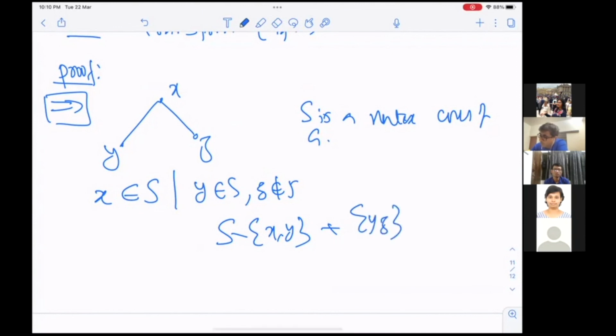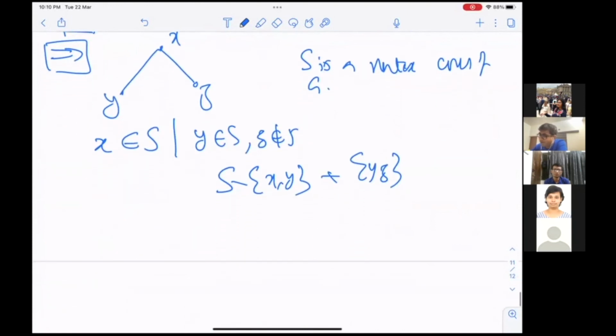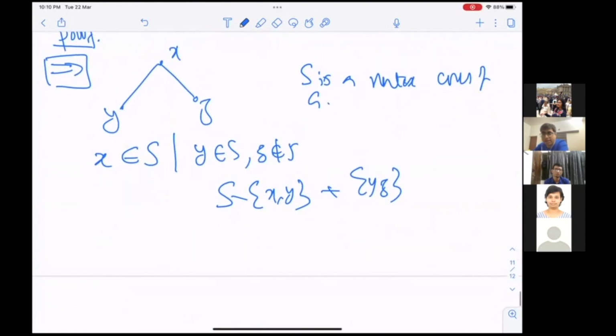We have a vertex YZ, right? Here. So I deleted both X and Y, added a vertex YZ. So whatever Y could cover, whatever Z could cover, YZ could cover. Is that fine? Excellent. Right? So what is its size? K minus 1.